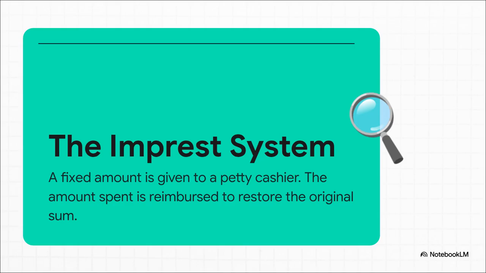So most businesses use something called the Imprest system. It's really simple. You give a junior cashier a fixed amount of cash. We call it a float, say $100 at the start of the month. They use that float to pay for all the small day-to-day expenses. Then at the end of the month, they add up everything they spent. Let's say it was $85. The main cashier just gives them exactly $85 to bring their float right back up to that original 100.